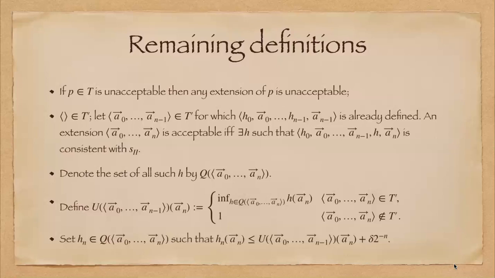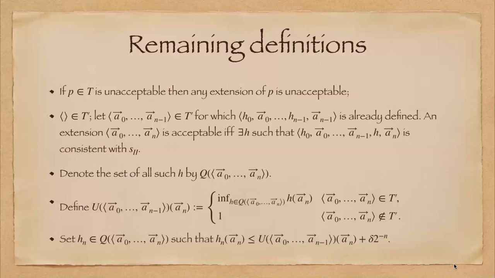And now I define the auxiliary one-shot gain U at the position of length n minus 1. Remember, a gain gives a number to each continuation. So at this specific continuation, an, it's going to be the infimum over all the possible h's. There are different possible h's, each such h gives a different number to the move an, and I take the infimum over all such h's. This is going to be U. And if this set Q is empty, or in other words, if A0 to An is not acceptable, then I define U to be 1, the worst thing for player 2. This is the definition of U.